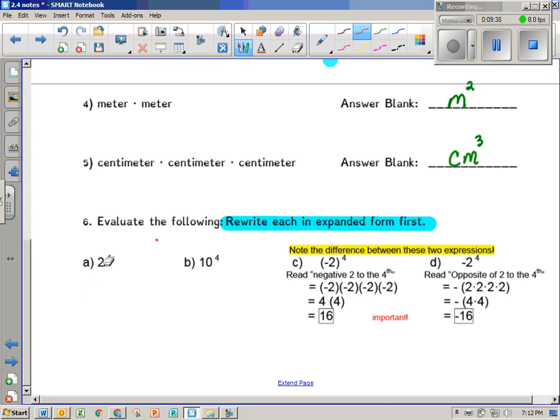2 to the 4th power is 2 times itself 4 times. So 2 times 2 times 2.